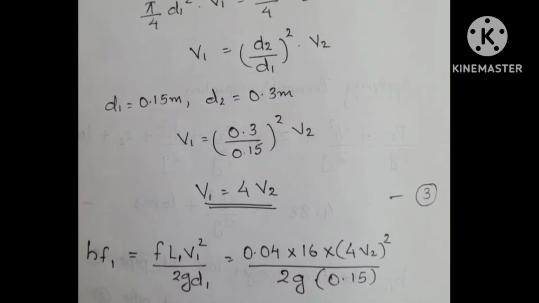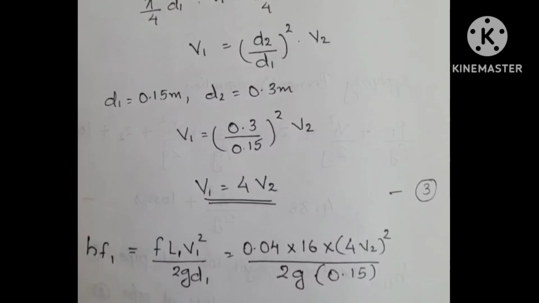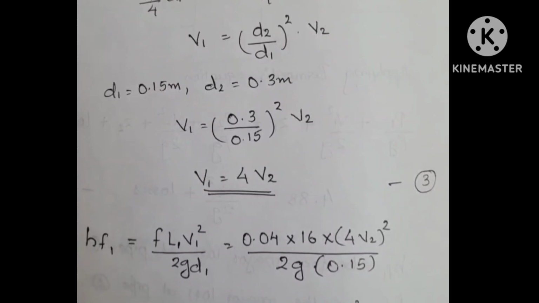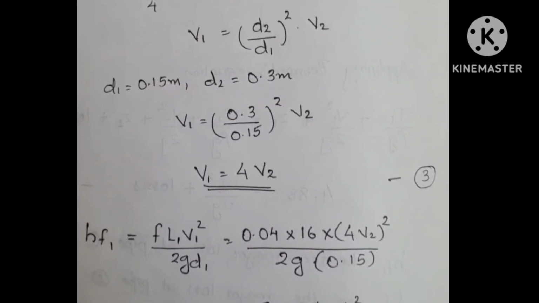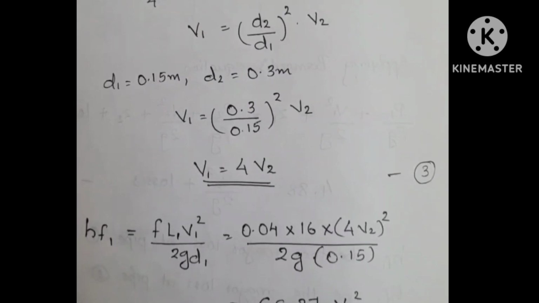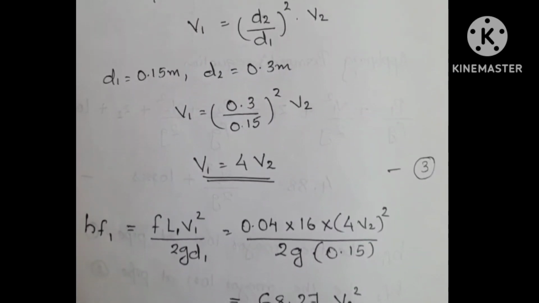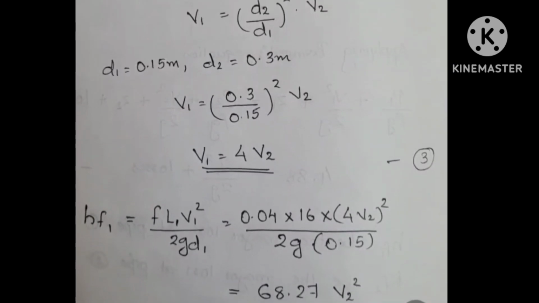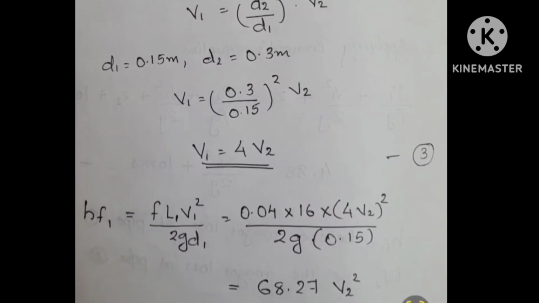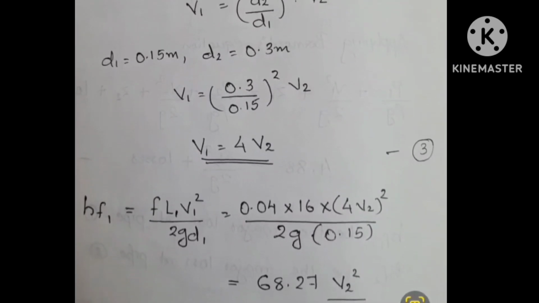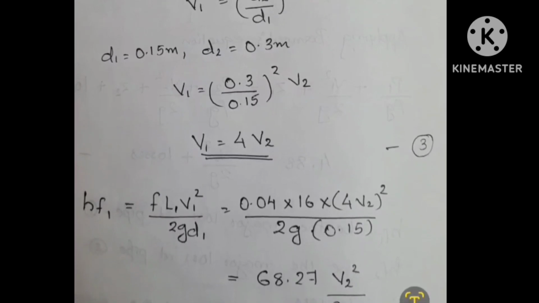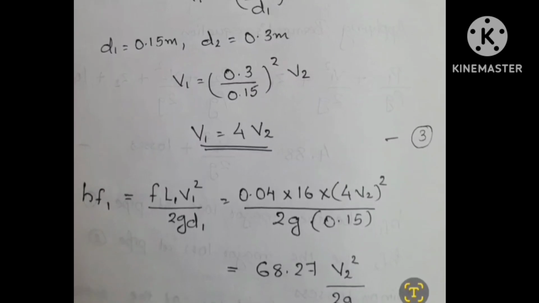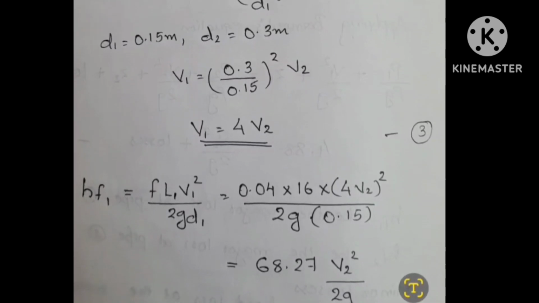Then find out each loss. Firstly HF1. HF1 is found out using the formula F L V square by 2G D. Here the value of F is already given as 0.04. On substituting the values of F as 0.04, L1 is given 16, in terms of V1. V1 is written in terms of V2, then V1 is equal to 4 V2, and D1 is also given. On solving we get HF1 is equal to 68.27 V2 square by 2G.